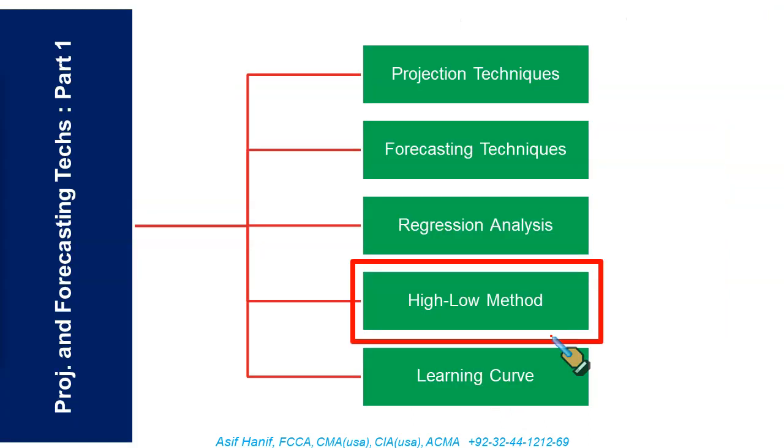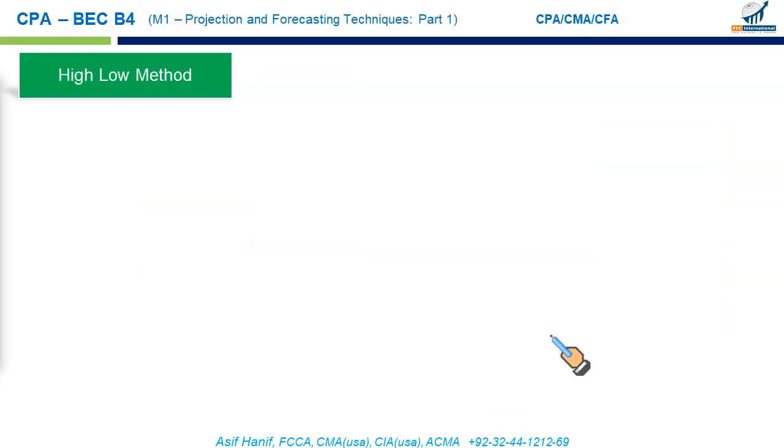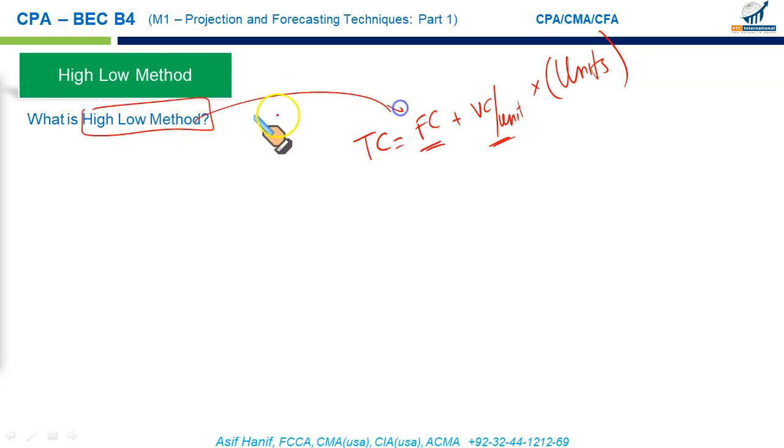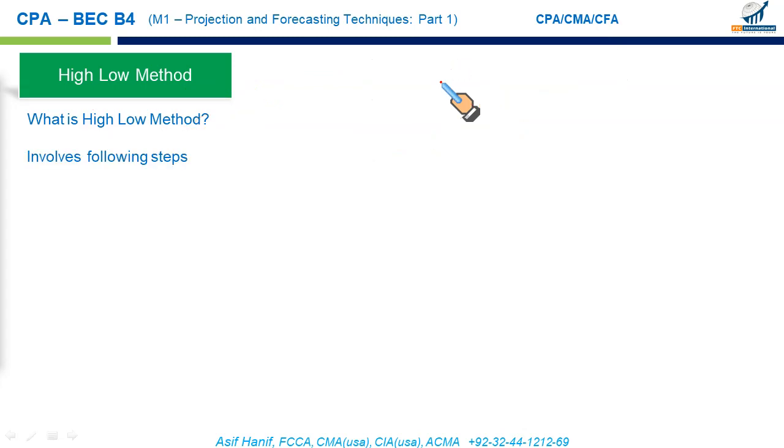Now, the next subunit we have is the high-low method. What is the high-low method? It's a technique that we use to estimate the fixed and the variable portion of a cost. Of course, production cost. That's what you mean. Total cost is equal to fixed cost plus variable cost per unit multiplied by the number of units produced. Right? So this is the equation we will be using, and this is the tool we will use to determine the fixed cost and the variable cost per unit. There are certain steps you need to follow.